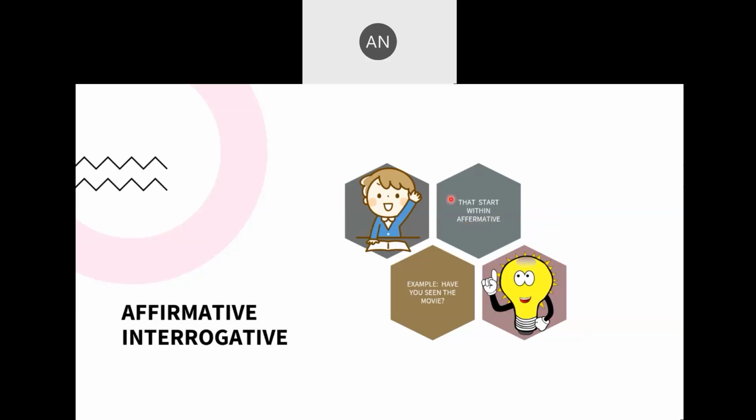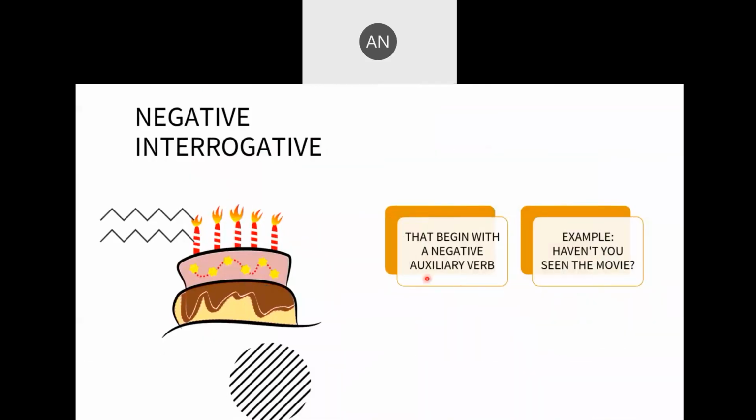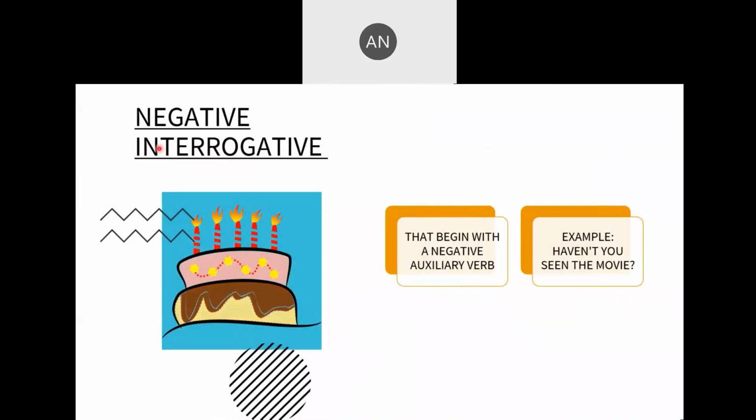That starts with affirmative. Example: have you seen the movie? Negative interrogative. That begins with a negative auxiliary verb. Haven't you seen the movie? So not is added, so it becomes a negative interrogative. And if it doesn't have not, then it is affirmative interrogative. Have you seen the movie?